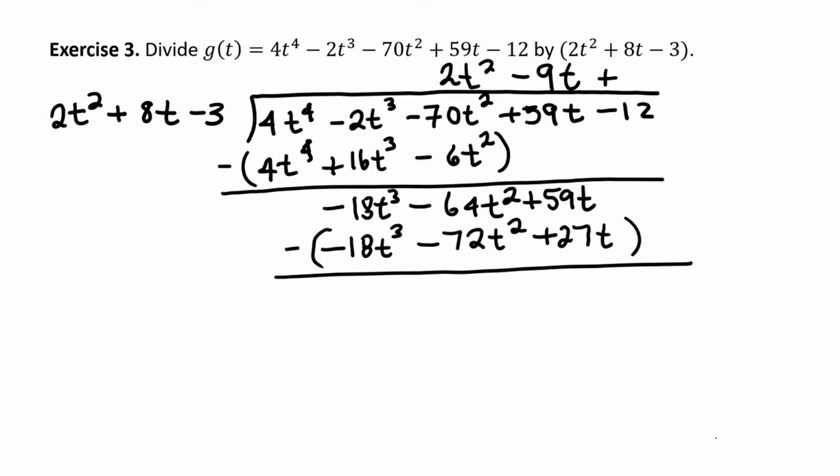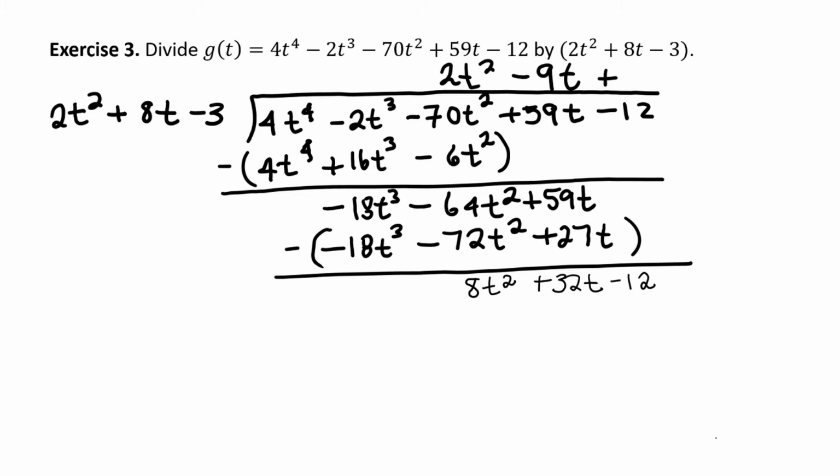Now let's perform that subtraction. Negative 18t cubed minus negative 18t cubed, adding those together is 0. Negative 64t squared minus negative 72t squared, that's actually adding the 72. So negative 64 plus 72 gives us 8t squared. And 59t minus 27t, that difference gives us a positive 32t. Now we'll bring down the remaining constant of negative 12.